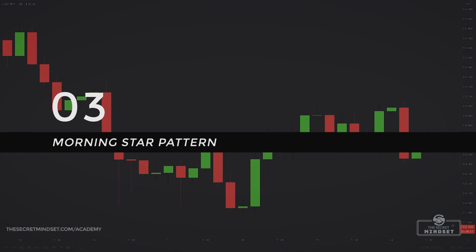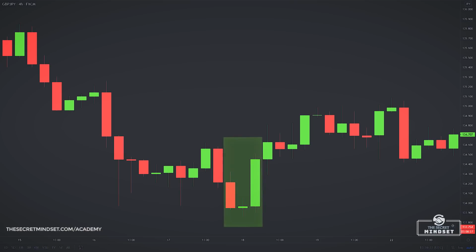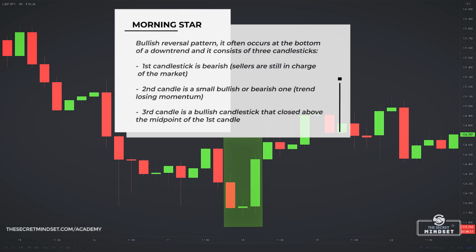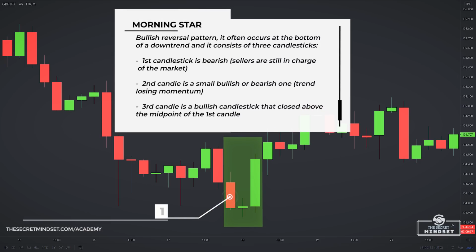The third pattern is the morning star. The morning star pattern is considered a bullish reversal pattern. It often occurs at the bottom of a downtrend, and it consists of three candlesticks. The first candlestick is bearish, which indicates that sellers are still in charge. The second candle is a small one, which represents that sellers are in control, but they don't push the market much lower, and this candle can be bullish or bearish.